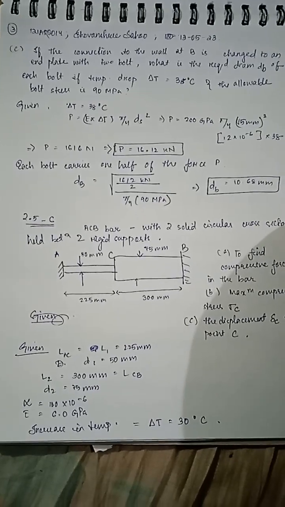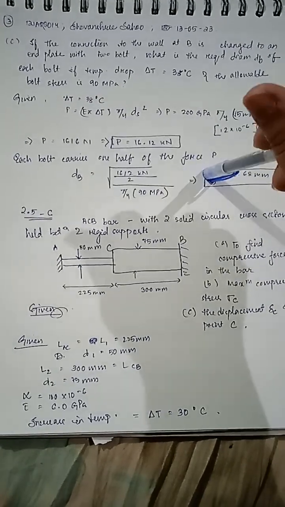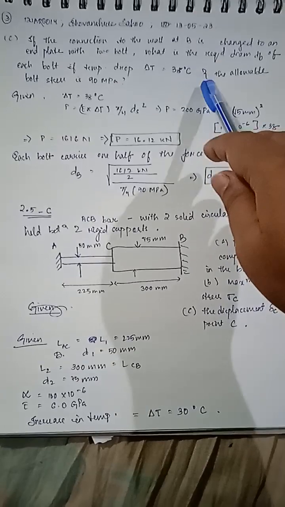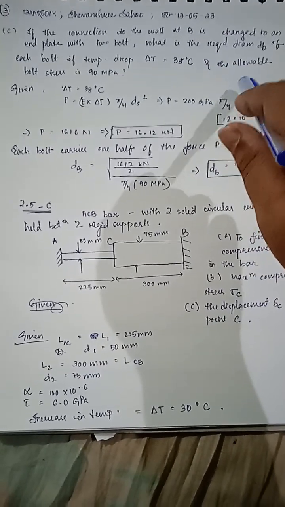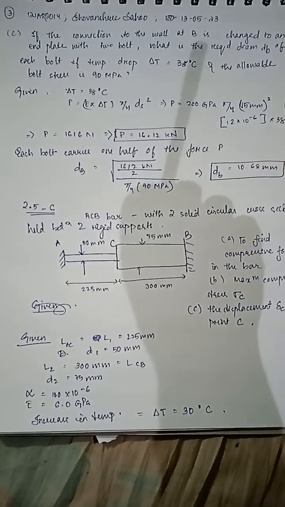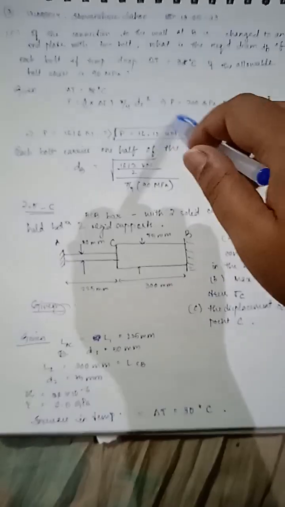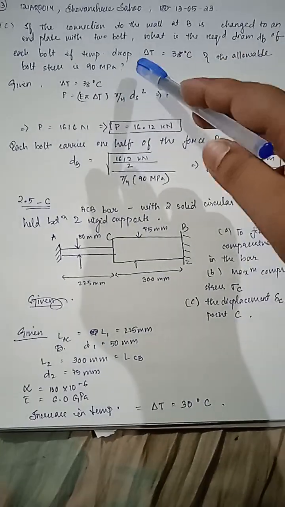Now coming to part C: if the connection to the wall at B is changed to an end plate, what is the required diameter of each bolt? So delta T is 38 degrees Celsius and the allowable stress is 90 megapascal.